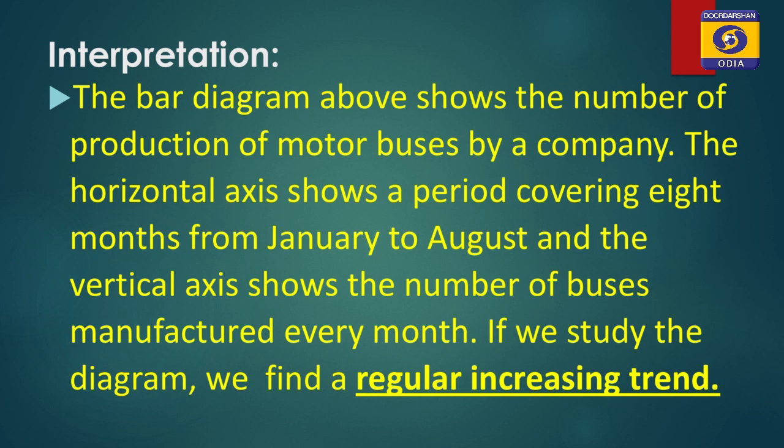The bar diagram above shows the number of production of motor buses by a company. The horizontal axis shows a period covering 8 months from January to August, and the vertical axis shows the number of buses manufactured every month. If we study the diagram, we find a regular increasing trend. So this is how I have interpreted the diagram. I have underlined the last phrase here, a regular increasing trend. A regular increasing trend, where do we find a regular increasing trend?